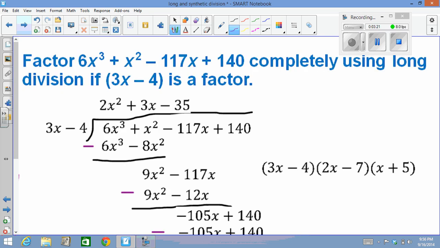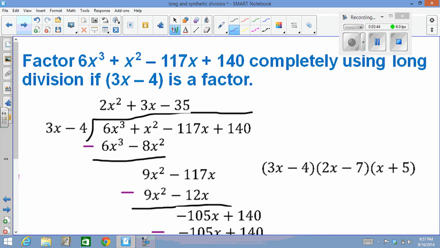So here's another problem where I'm going to be factoring using long division. So I have 6x cubed plus x squared minus 117x plus 140. So I'm going to put the 3x minus 4 on the outside, and I'm going to put the long polynomial underneath the bar, and I need to figure out what I have to multiply 3x by to get 6x cubed. Well, that's a 2x squared.